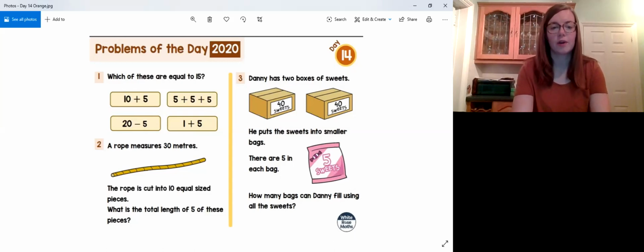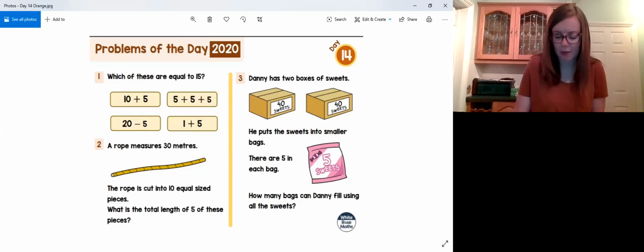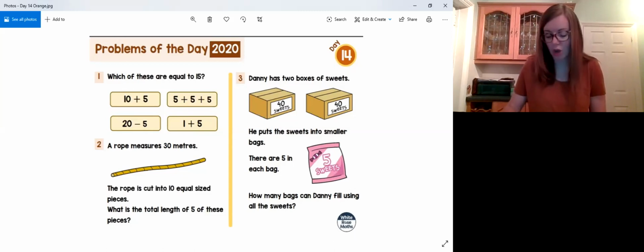Let's have a look at orange question 3. We've got Danny here. Danny has 2 boxes of sweets. And we can see from the diagram that each box has got a label on saying 40 sweets. He puts the sweets in smaller bags. There are 5 in each bag. So how many bags can Danny fill using all of his sweets?